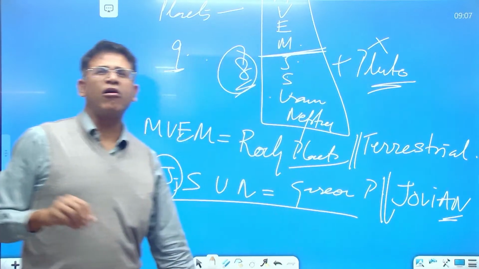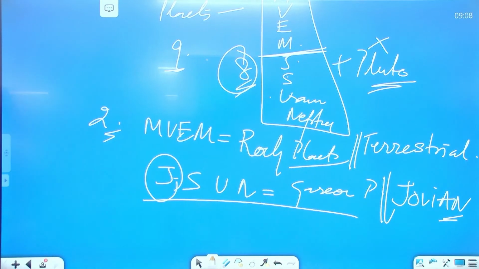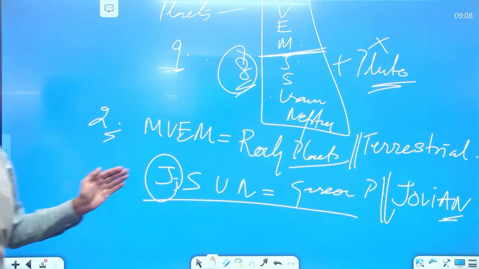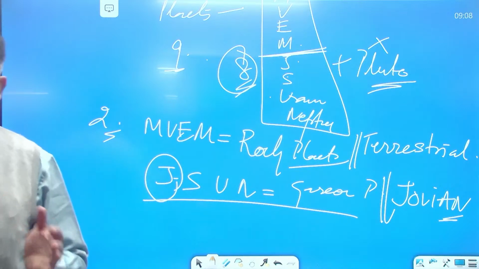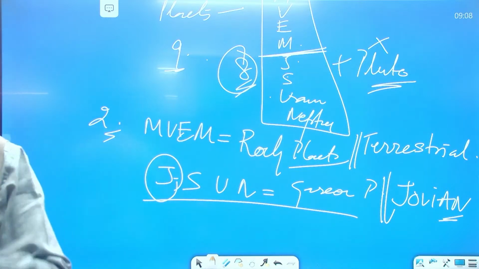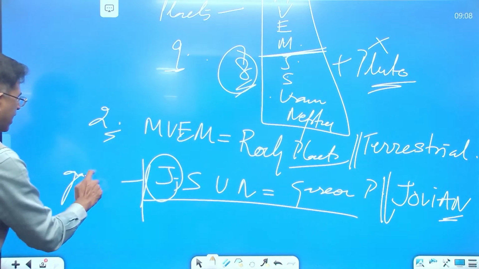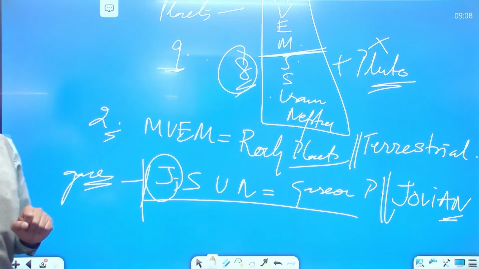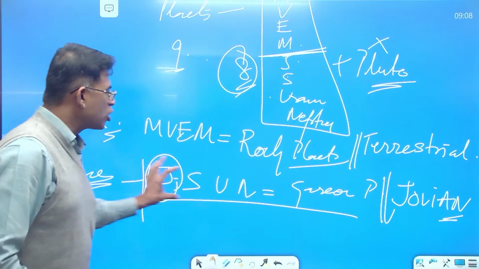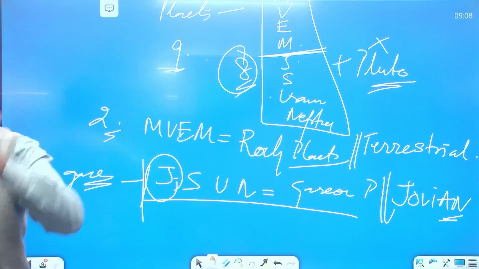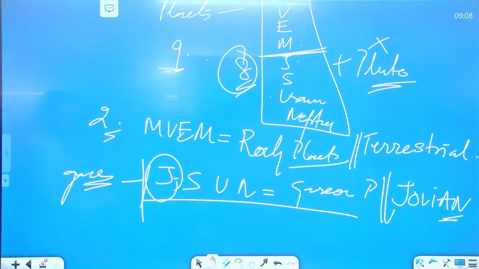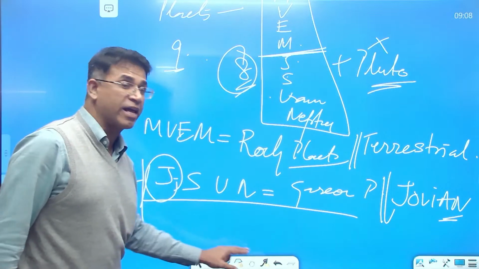The first 4 are called rocky planets, also called terrestrial planets. The other 4 are called gaseous planets or referred to as Jovian planets. They are more gas in their composition. Because of which the Jovian planets will have lesser density, whereas the rocky planets are more dense.